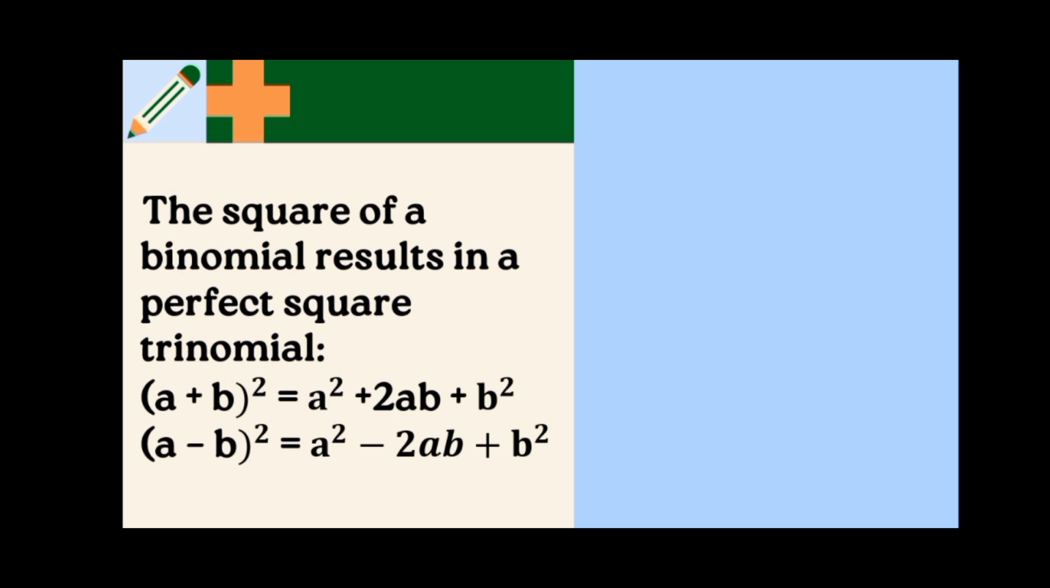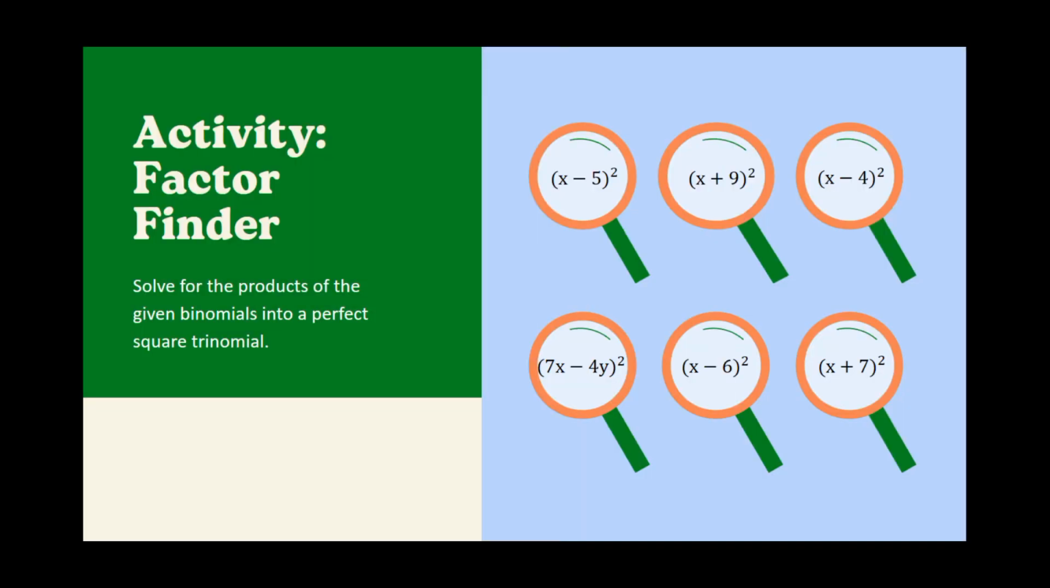To get the perfect square trinomial in squaring this expression, just square the first term so it becomes a squared, then copy the sign, then 2 times a and b, and that is negative 2ab, and lastly square the last term, and that is plus b squared. Okay, thank you so much, Teacher Irene. That was perfect square trinomial.